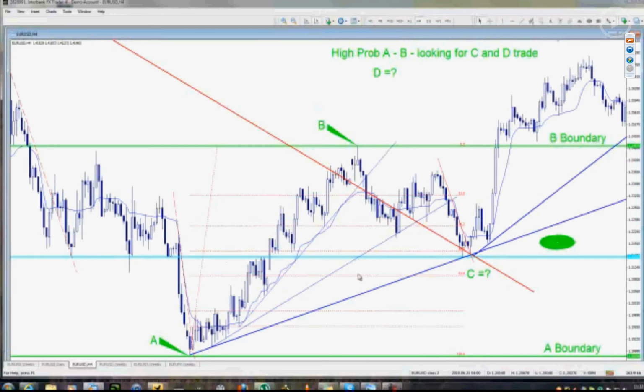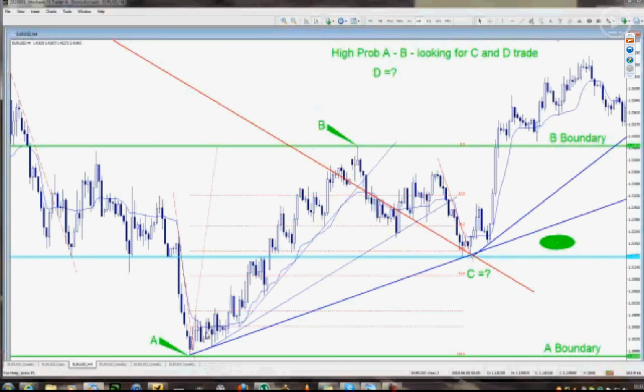But let me continue. So you have an A, B, we're looking for a C because we know that in a change of trend, price moves in waves. All the time, price is moving in waves. So the wave looks like this. A, B, C, D. A, new A, B, new C somewhere, D. It's constantly. Down, look. A, B, C, D.